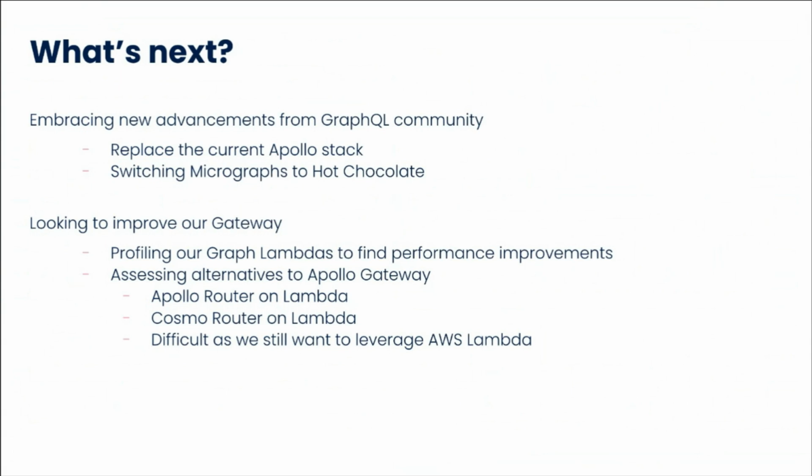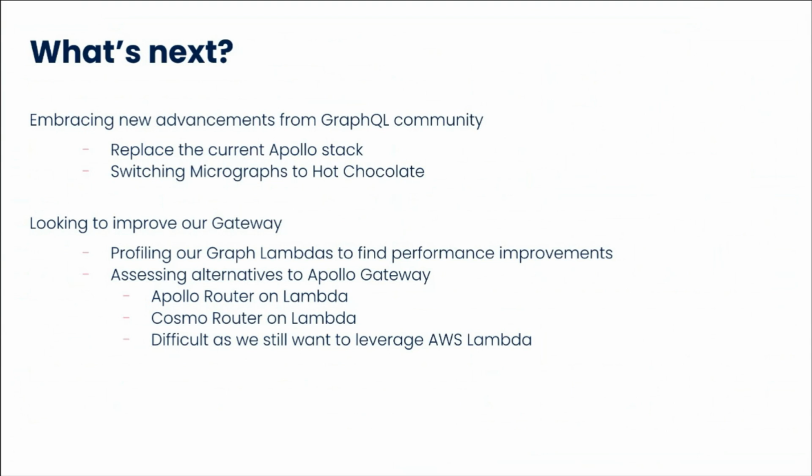So what's next for us? We're currently trying to replace a lot of our Apollo stack. We've noticed the GraphQL community has been releasing lots of really fancy new things, and our stack is starting to look a bit old. I can't believe it's old. It's literally, what was it? When did we do a new platform? Like 4 years ago. So it sucks that it's getting old, but we do want to keep up to date.